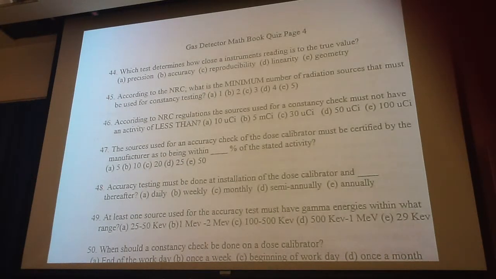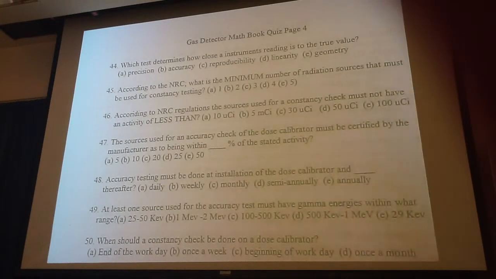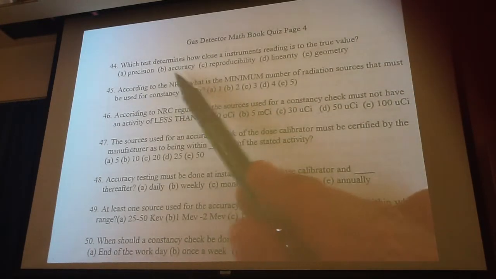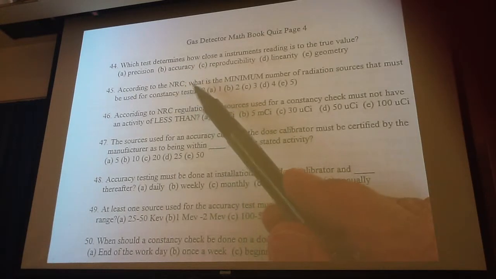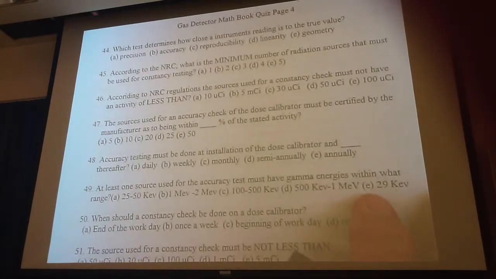Okay, what test determines how close an instrument is to its true value? Okay, letter B. Okay, accuracy check. Remember, that's only once a year. Okay.